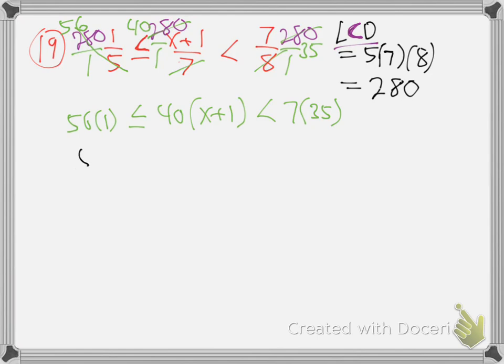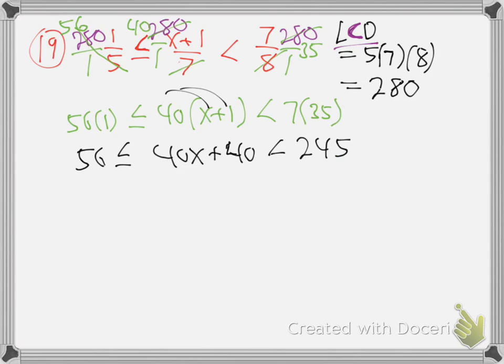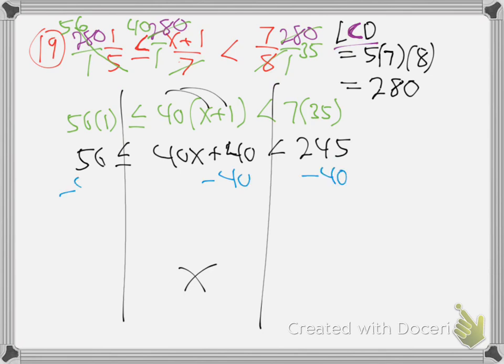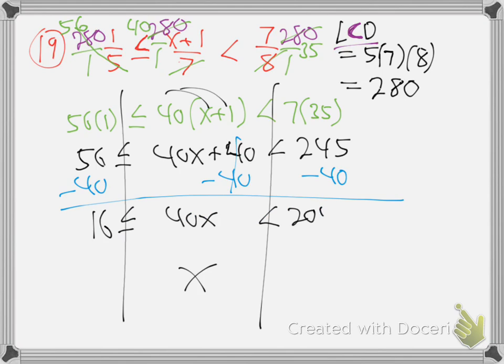It would just be 56, boom, boom, 40x plus 40, 7 times 35, 210, 245. Then we've got the 3 sections. X is saying I want to be alone, so it's all the normal stuff. Subtract 40 from all 3 sides, right? Whatever you do, you've got to do to all 3 to preserve the relationship. So that's 16, 205, and last step, got to get x alone. Divide by 40.